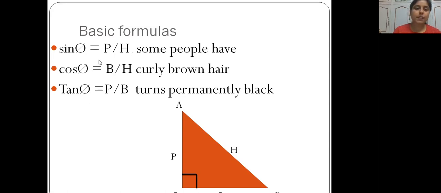Just by putting the values of perpendicular, hypotenuse, and base, we can calculate the value of these functions. Here theta is the acute angle, either it will be A or C in the case of this triangle. I will tell you the perpendicular and base are interchangeable.